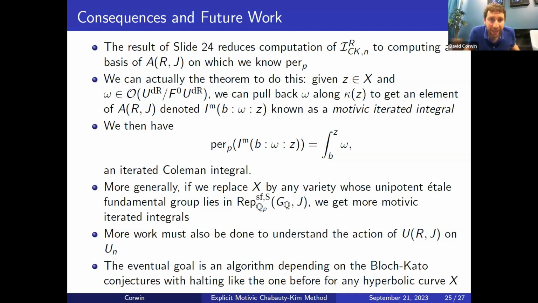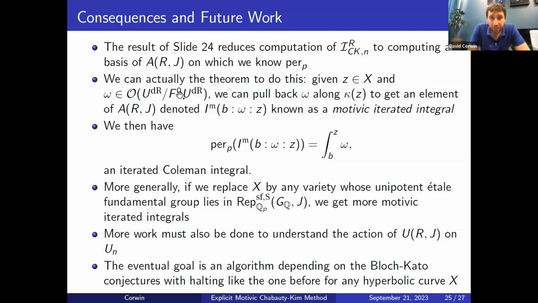Because how can I get an element of ARJ? Well, let's say I'm given a point z in X(R), and some omega, which is going to be a function on U mod F^0. Any such function is going to be on UN mod F^0 UN for some n, but here I've just sort of taken the union of all of them.